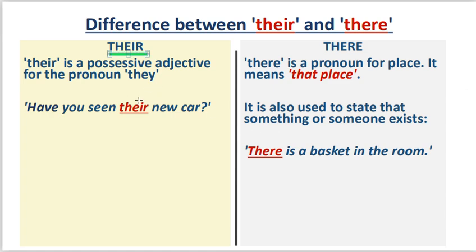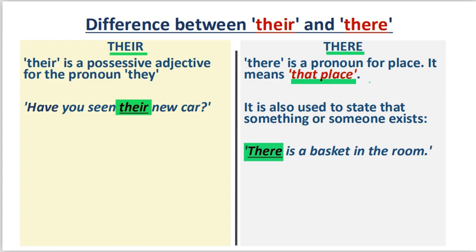Have you seen their new car? So it is a possessive adjective and it modifies, it describes new car. The second one, T-H-E-R-E, there, is a pronoun for place. It means that place, there. It is also used to state that something or someone exists. Look at this example. There is a basket in the room. It shows that a basket exists in the room.